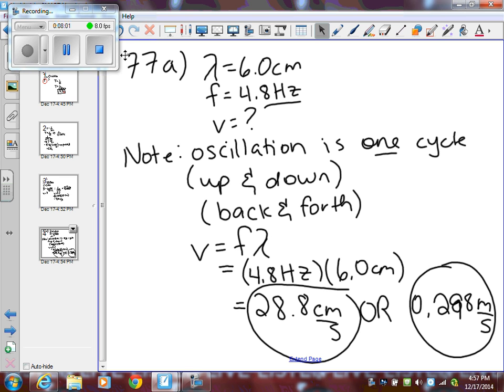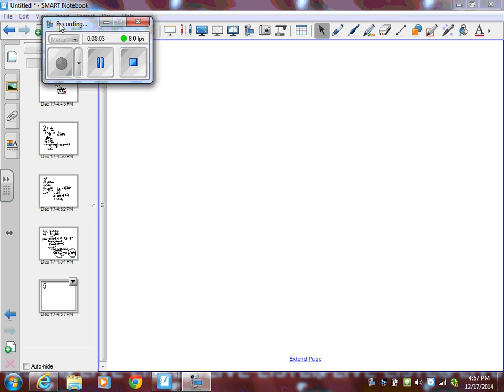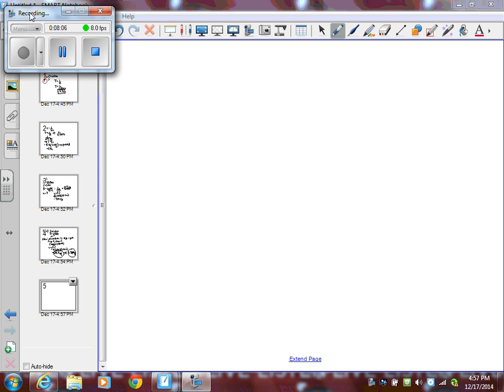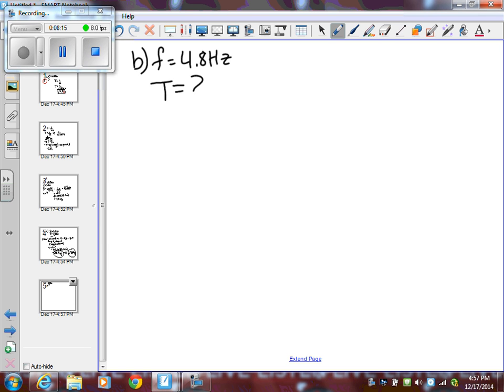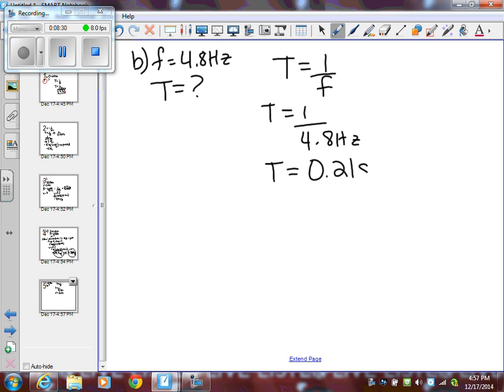So now we're going to do B. Once again, we know that our frequency is 4.8 hertz. This time we're being asked for a period, which is represented by the capital T. Remember, our equation for this is 1 over F. So T equals 1 divided by 4.8 hertz. Therefore, T equals 0.21 seconds. And if you need to, please refer back to the slide before in order to understand how we convert hertz to seconds, or how that works.